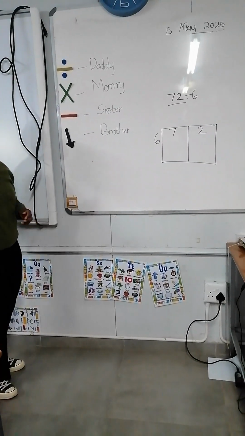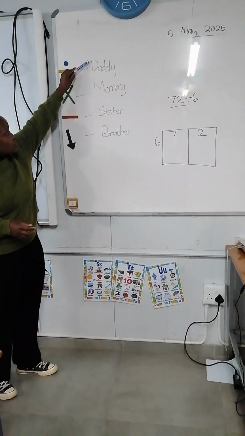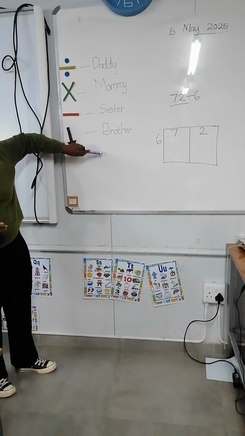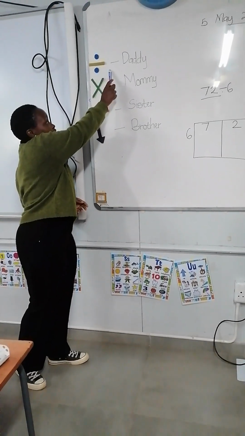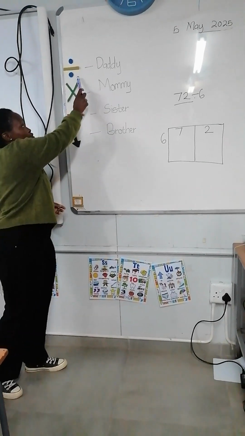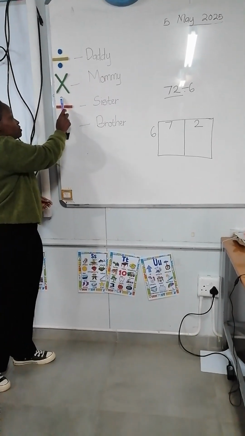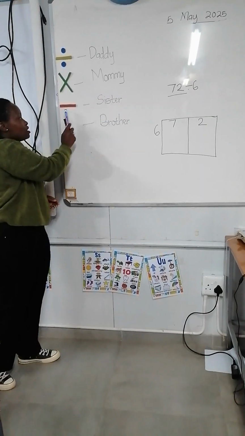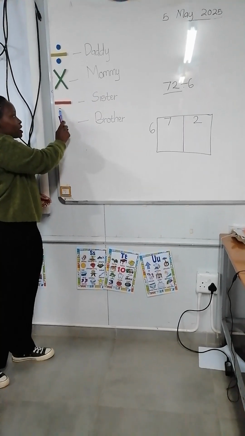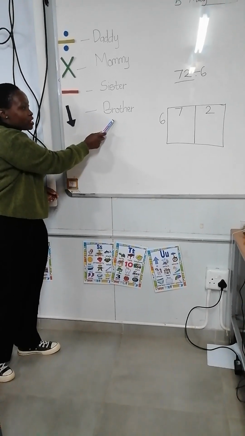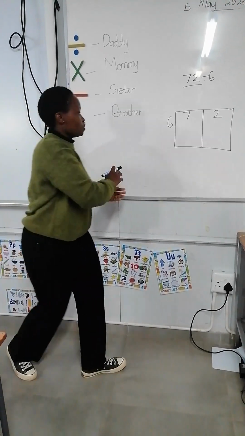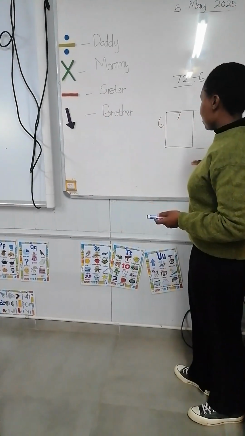To remember our rules, I have made it easy for us to use our family. For division, you are going to say daddy. For multiplication, you are going to say mommy. For subtraction, you are going to say sister. For bringing down, you are going to say brother. So this is our box method.